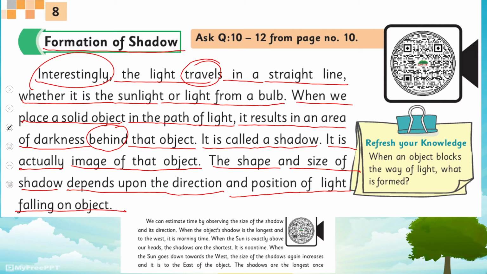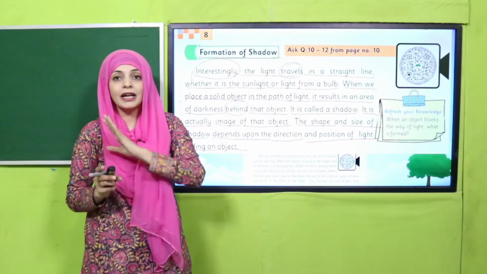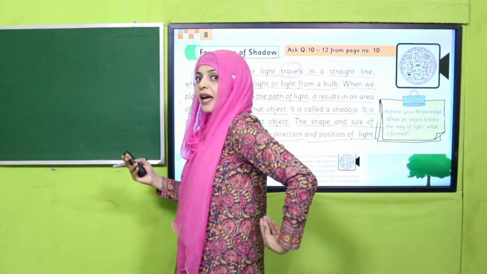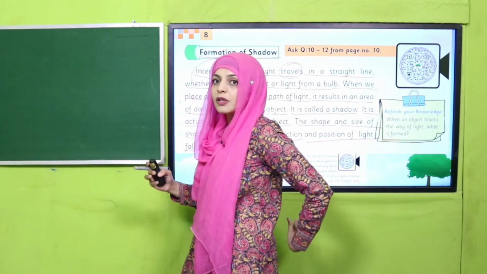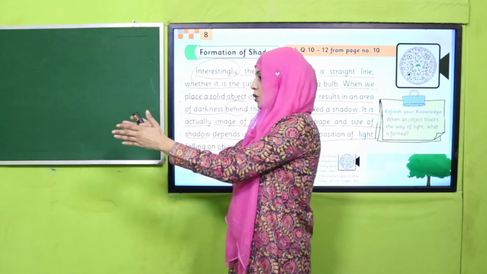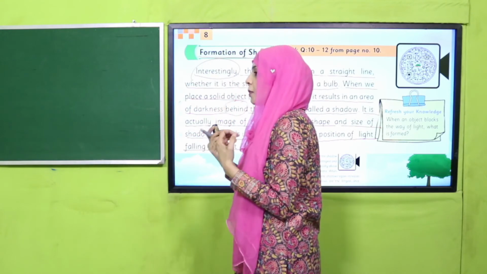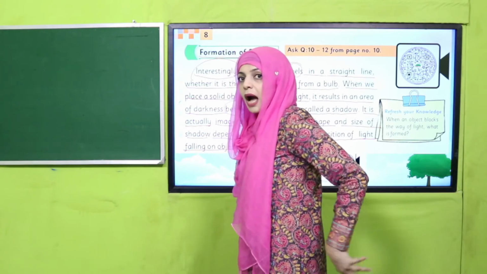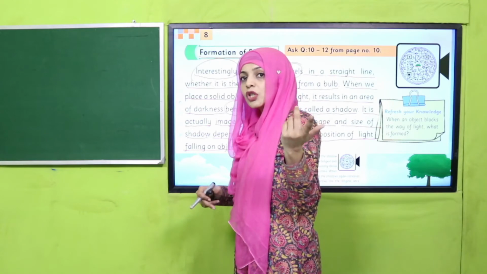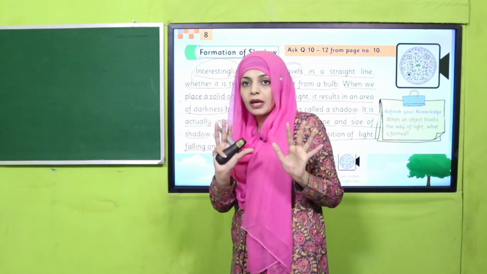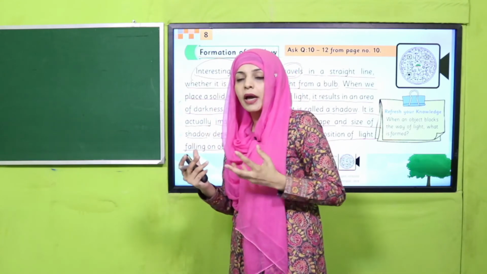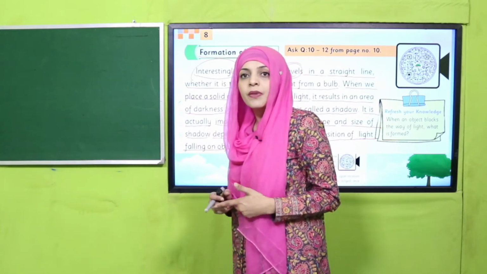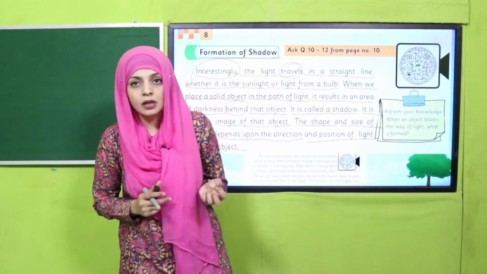So my dear students, very interestingly, whenever light travels in a straight line, if you block that light, behind you, your shadow will be formed. If the source of light is here and I am blocking it, where will my shadow fall? My shadow will be behind me. Your shadow is formed opposite to the source of light because you are blocking it. Where the light does not fall, your shadow will form. So the area of darkness is called the shadow.